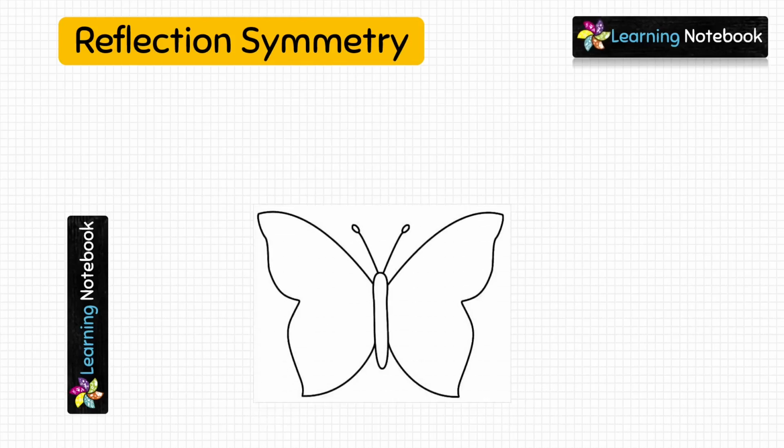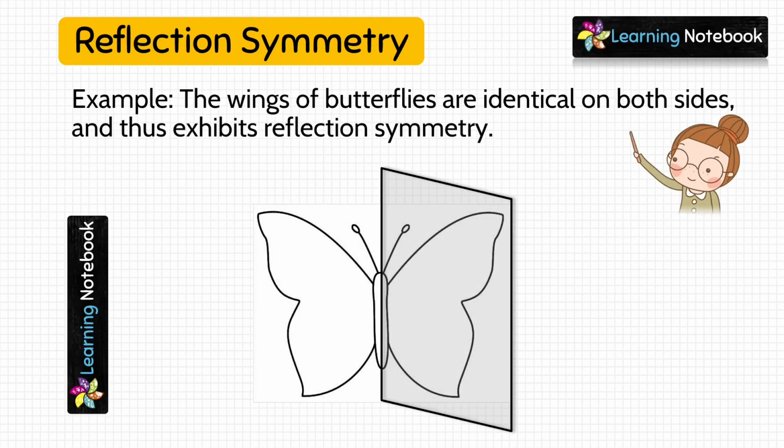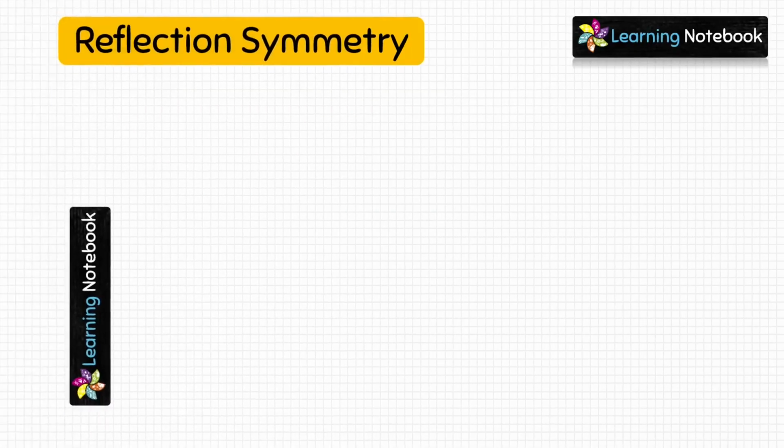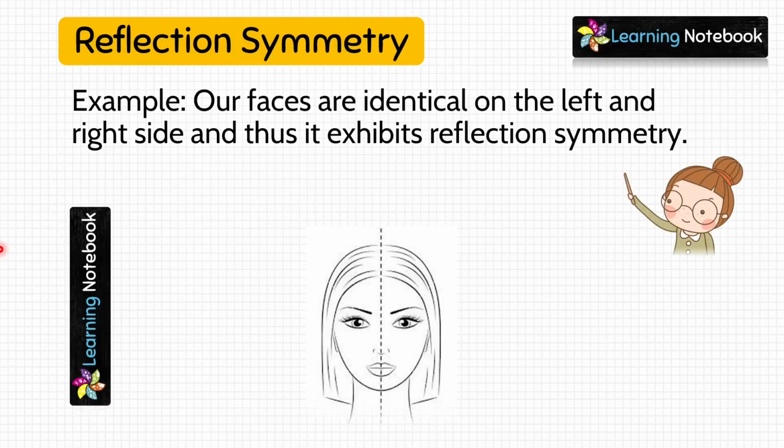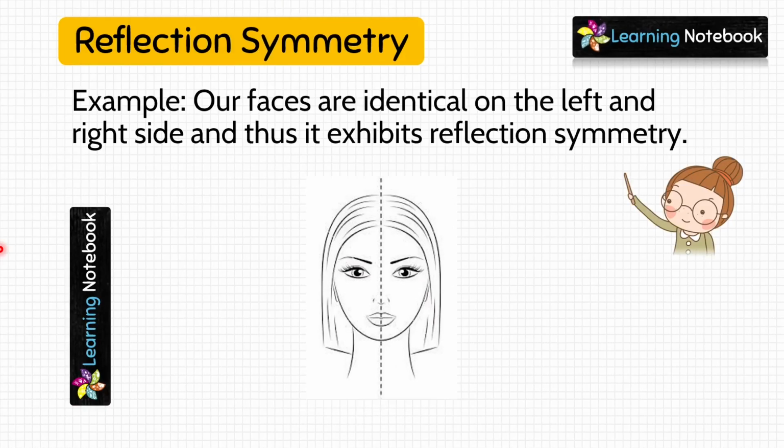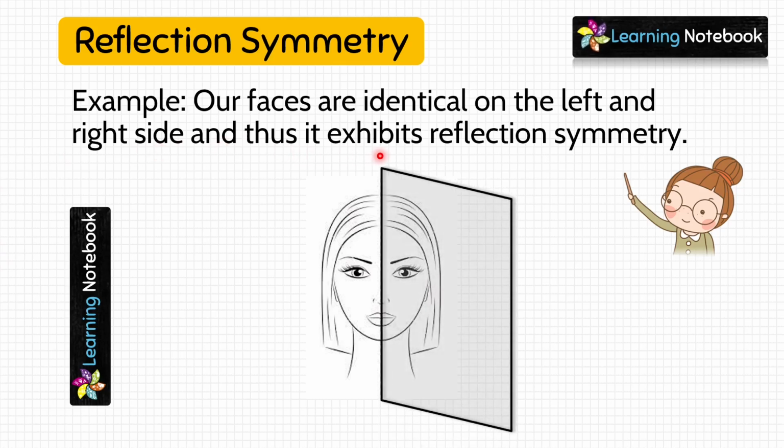Let's understand reflection symmetry with the help of few examples. Students, does butterfly exhibit reflection symmetry? Answer is yes, because the wings of butterflies are identical on both the sides and therefore butterfly exhibits reflection symmetry. Let's see one more example. Our faces. Students, our faces are identical on left and right side and thus our face exhibits reflection symmetry.